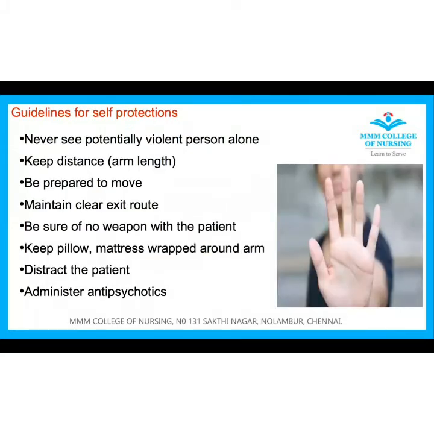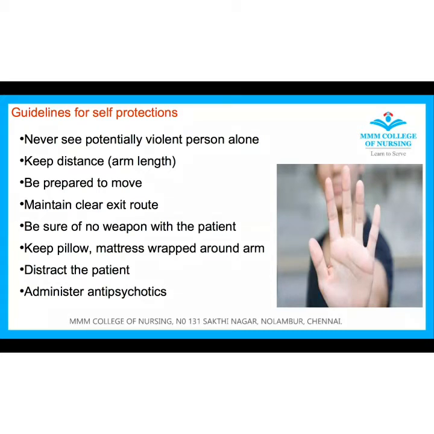Now, let us see some guidelines for self protection. Never see a potentially violent patient alone. Keep a comfortable distance away from the patient, at least an arm's length. Be prepared to move. Violent patients can strike out suddenly. Maintain a clear exit route for both the staff and the patient.